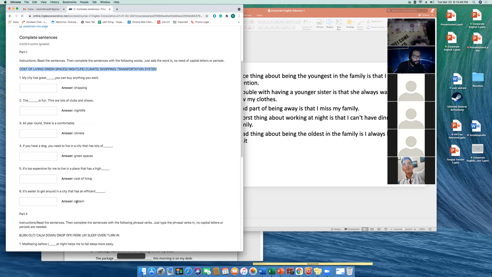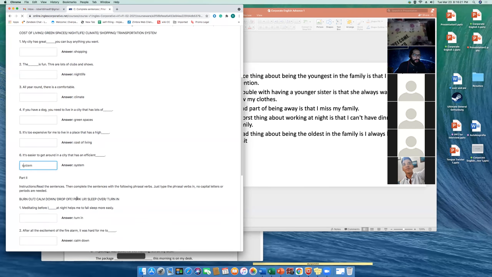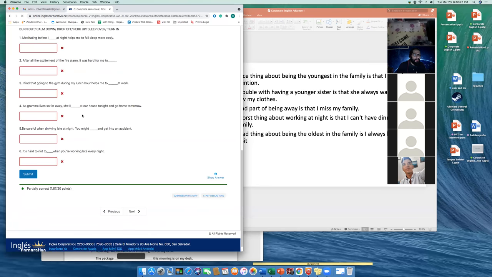Okay, so the way it was set up, you see how it's supposed to be transportation system. And what happened is that they put as the correct answer just the system. You're correct, Anna. It's supposed to be transportation system, but what it's saying is that it's only expecting for you to put the system. So let's try it like that and see if it accepts it.